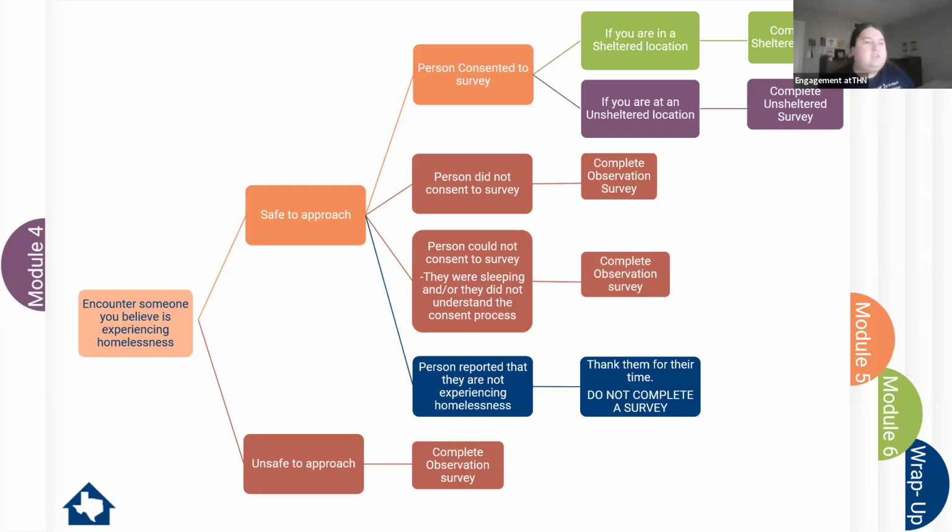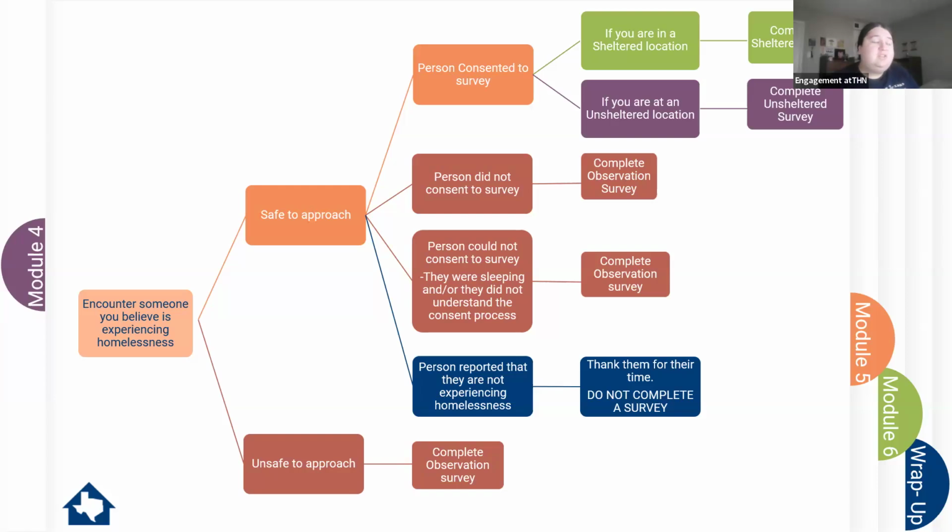So going into this, let's say that you encounter someone that you believe is experiencing homelessness, and you're in a situation where that person is safe to approach, and you ask for consent, and they consent to the survey. Based on their location, we'll fill out a survey. If it's a sheltered location, we'll do a sheltered survey. If it's an unsheltered location, we'll do an unsheltered survey.